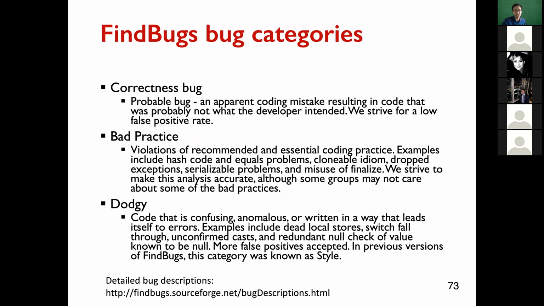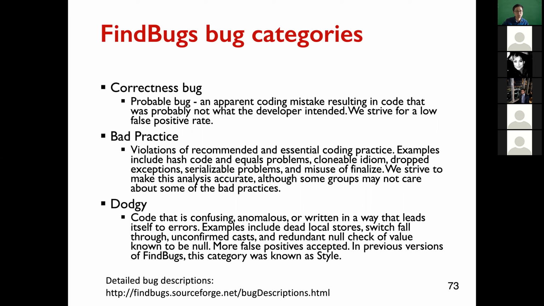The second category is bad practice. There may be violations of recommended and essential coding practice, so there may be some standards. For example, you should always check the return values of some function calls, but if you don't check, you have violations of these practices. So you're having bad practices. They can be detected by the tool.